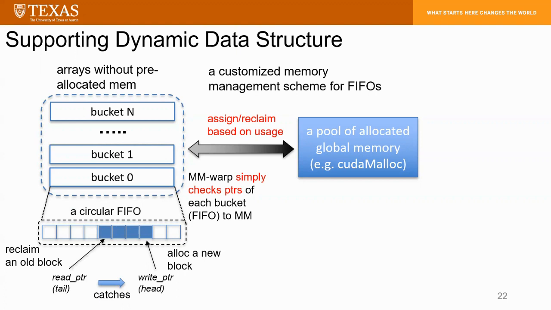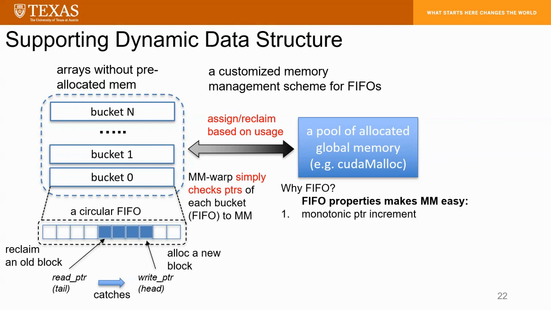So when the read pointer increments, that means an old FIFO location has already been read out, so it's no longer useful, and we can reclaim the old block. The key reason we use FIFO is that the FIFO access pattern makes the memory management very easy.